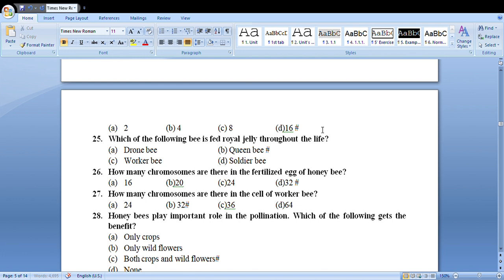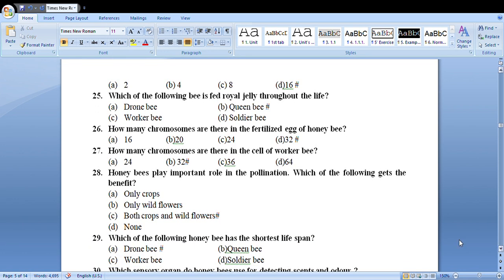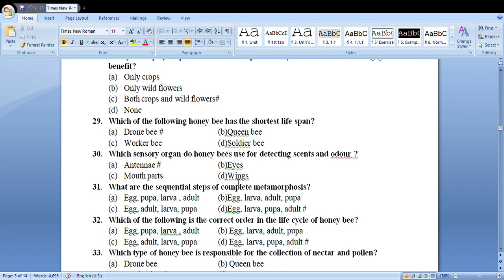Which honeybees play an important role in pollination? In pollination, which of the following gets benefit? Only crops, only wildflowers, both crops and wildflowers? Obviously crops and wildflowers get benefits. Which of the following honeybee has the shortest lifespan? Drone bee. After fertilization it dies.